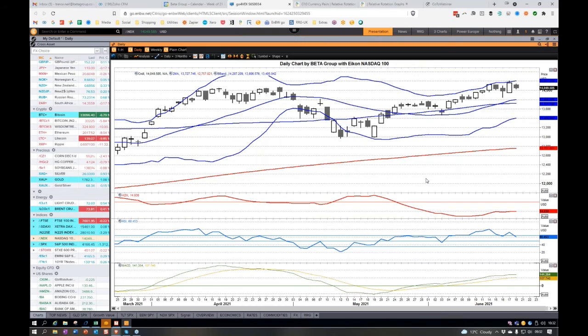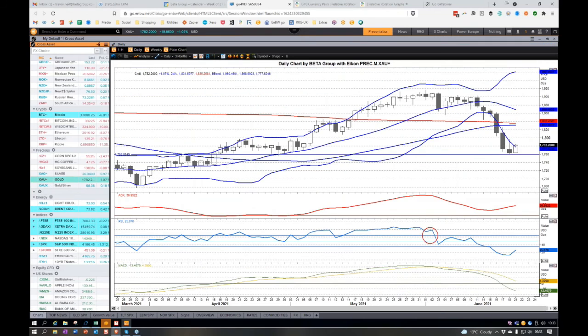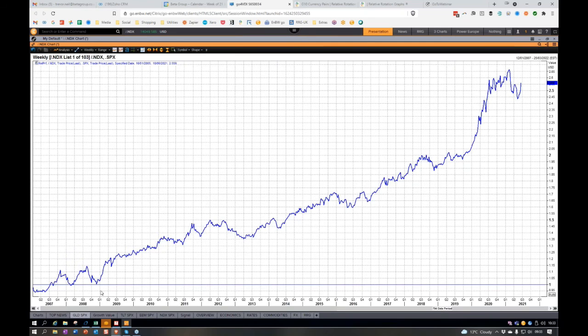All right, and one other thing I wanted to just show you was the gold S&P ratio. We've been watching that and following what has happened here. That's the wrong thing.